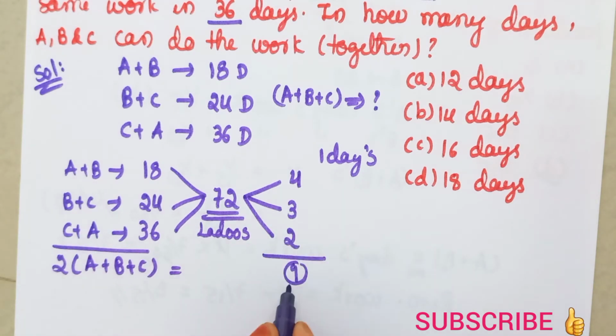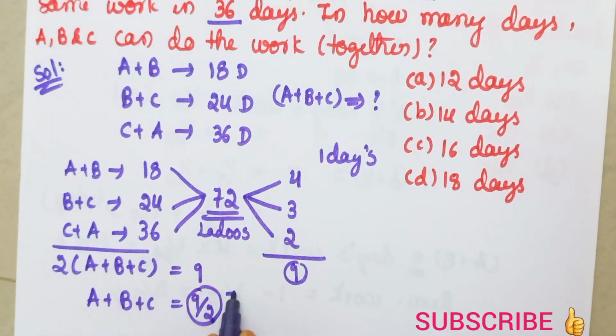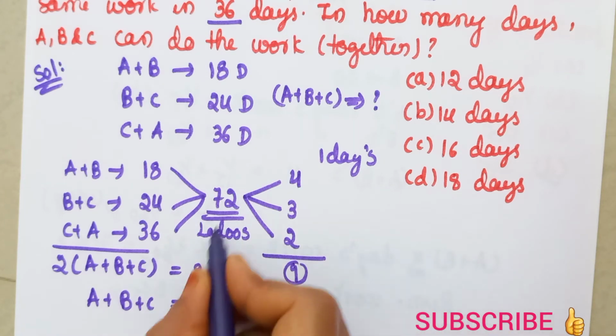So we have to equate this to the 1 day's work. So we will get the work done by A, B, C together is nothing but 9 by 2. We don't want the work done. We have to find the number of days. So we have to invert this answer, and multiply this with the total work.